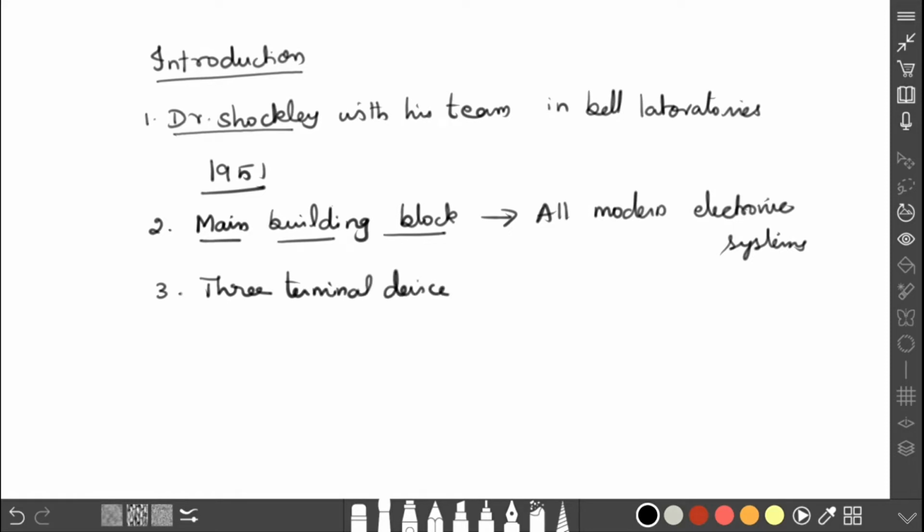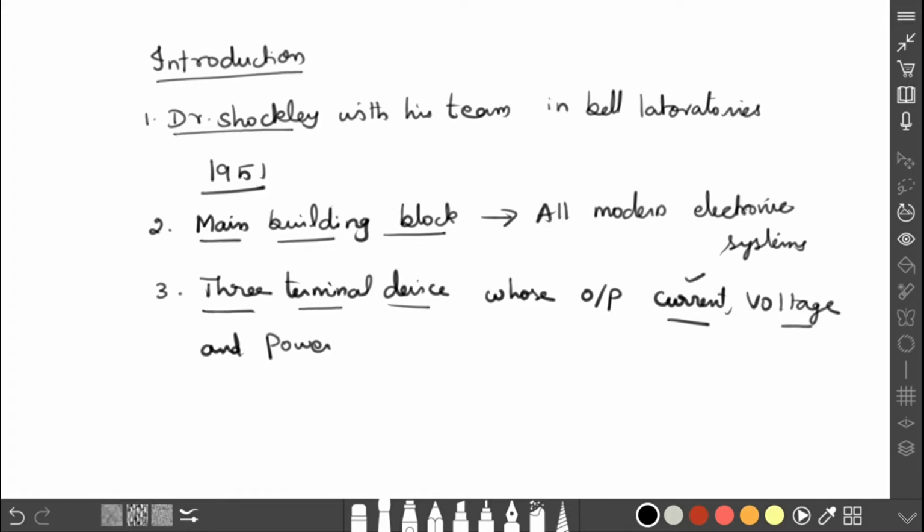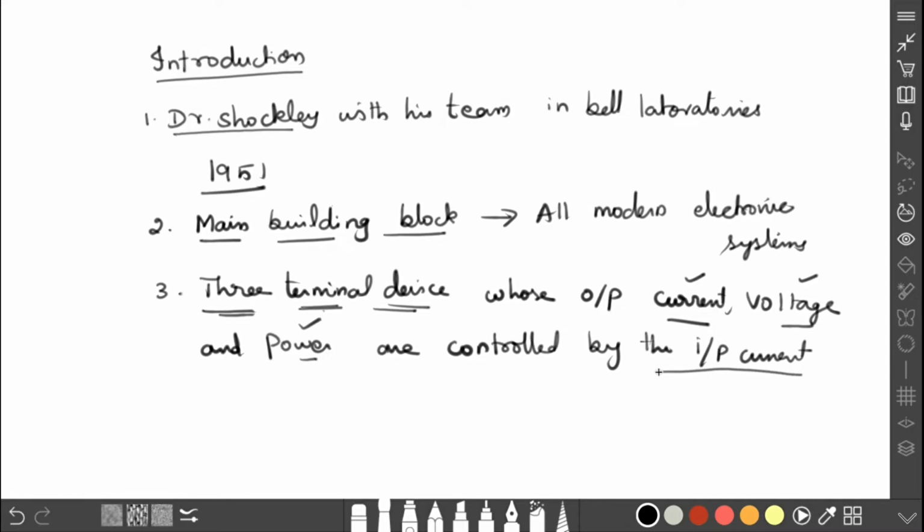Three-terminal device. In earlier videos we discussed the PN junction diode. It is a two-terminal device, but the transistor is a three-terminal device. The output of this transistor, the output current, voltage and power, three things, are controlled by the input current. This is very important. Listen carefully. The transistor is a three-terminal device, and its output current, voltage and power are all controlled by the input current.